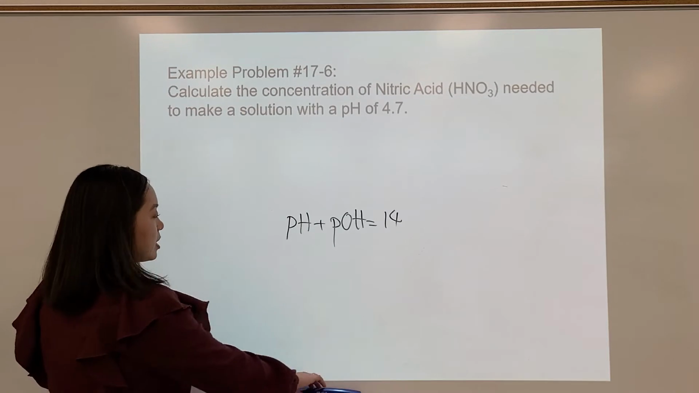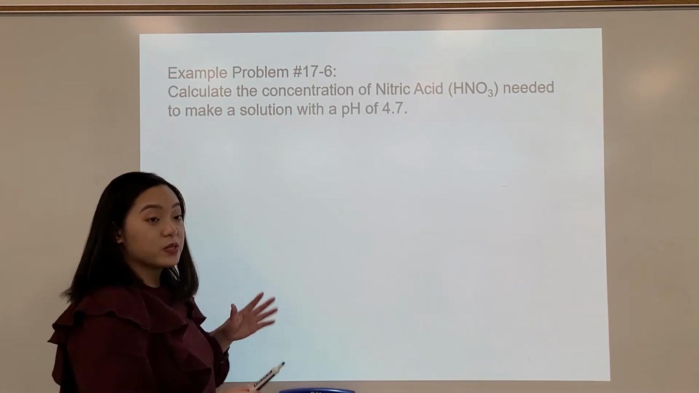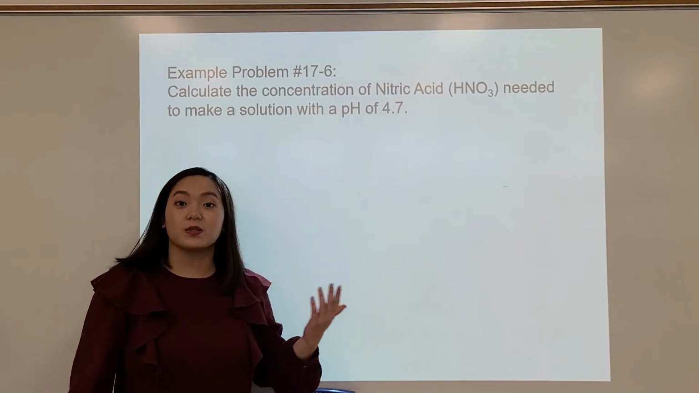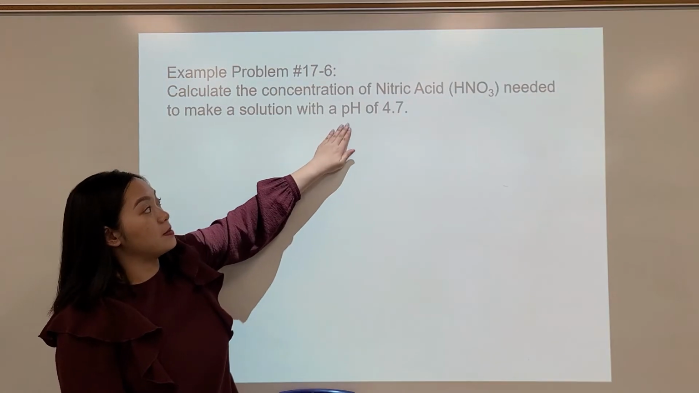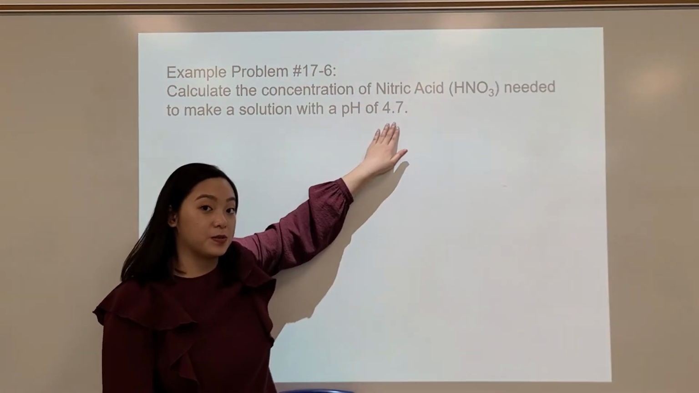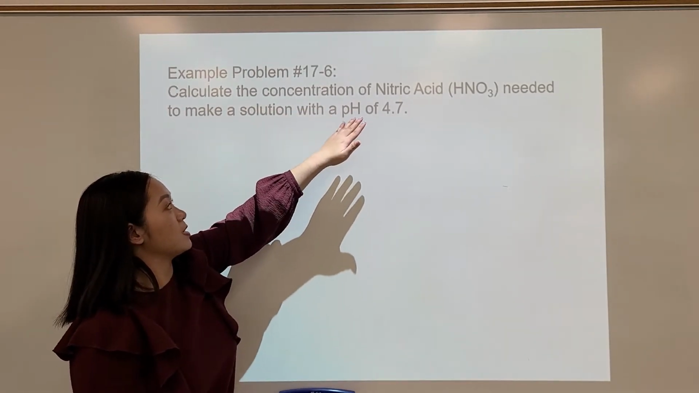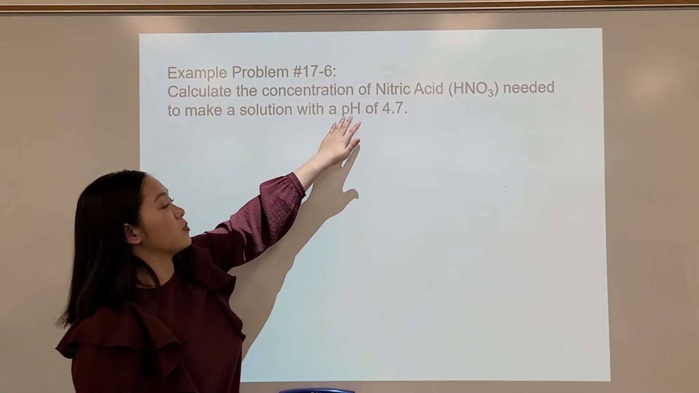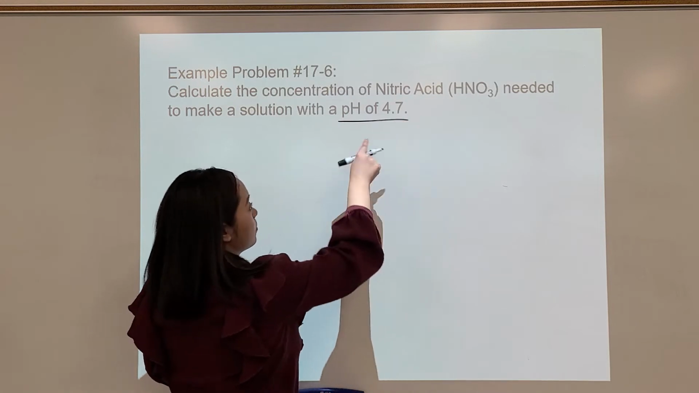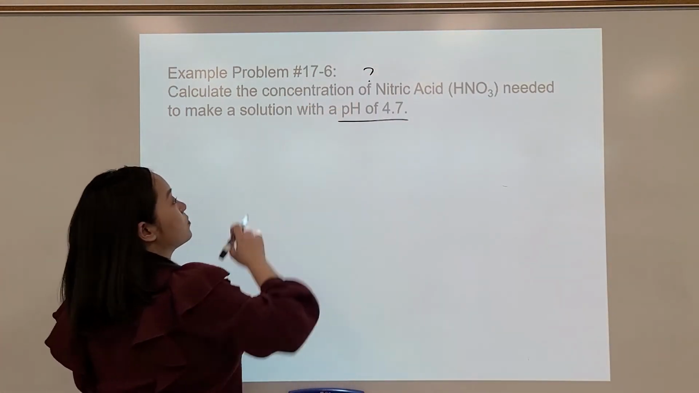Now let's take a look at a different type of problem using the same concept. So previously, you were given the concentration of the acid, and then you were asked to find the pH. This problem asks you for the concentration of the acid given the pH. So it asks: calculate the concentration of nitric acid needed to make a solution with a pH of 4.7. So I'm going to underline what's given to me, pH of 4.7, and then a question mark for whatever I'm trying to find.